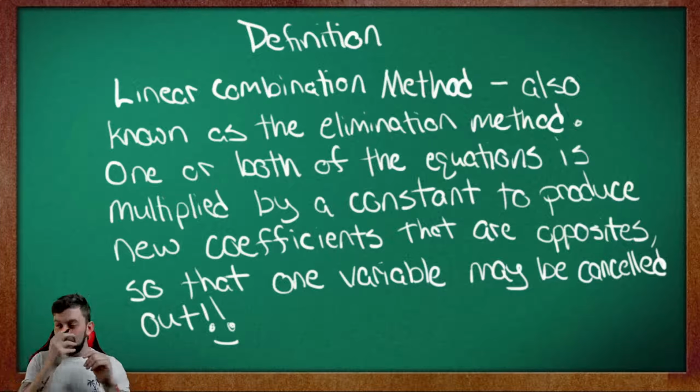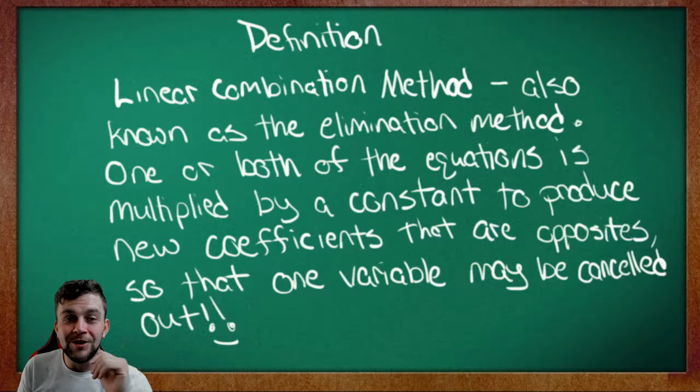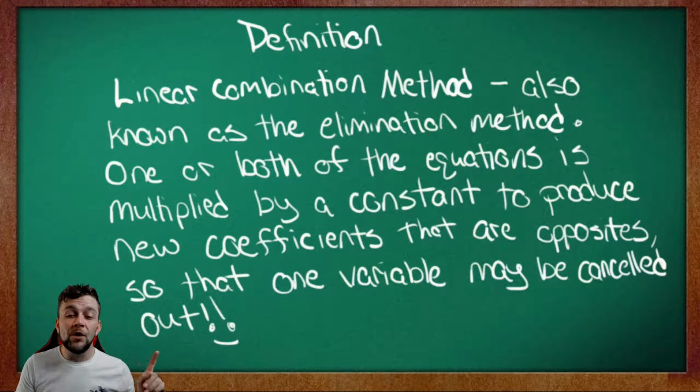Boom. Okay. Definition: linear combination method, also known as the elimination method. One or both of the equations is multiplied by a constant to produce new coefficients that are opposites, so that one variable may be canceled out.